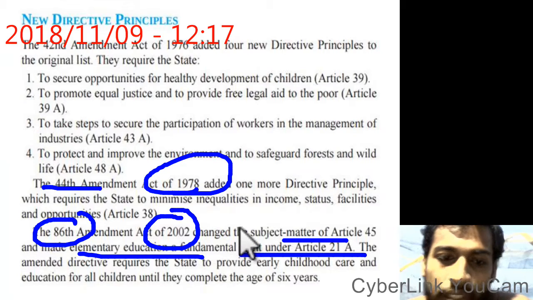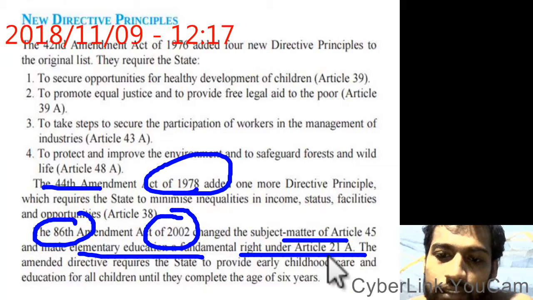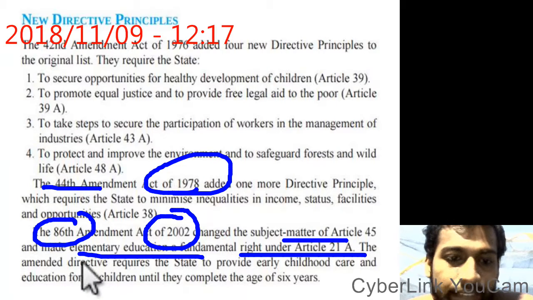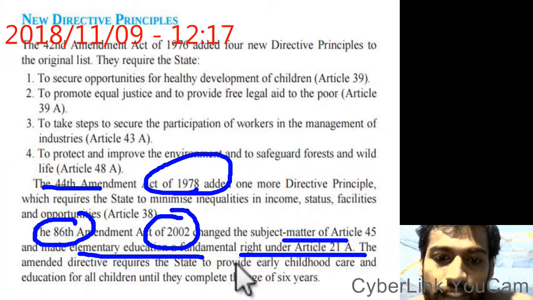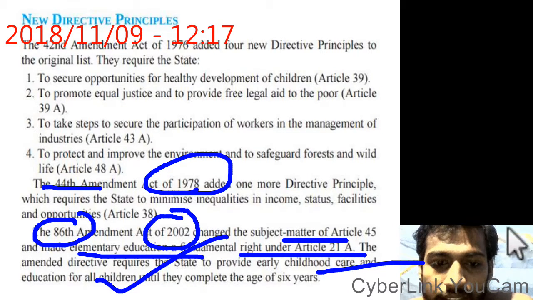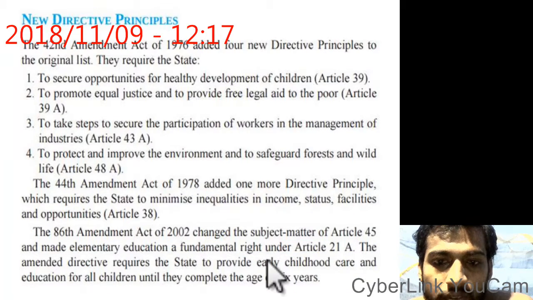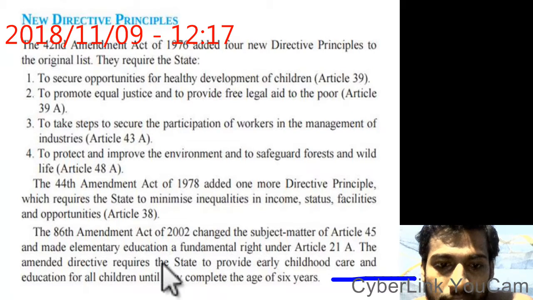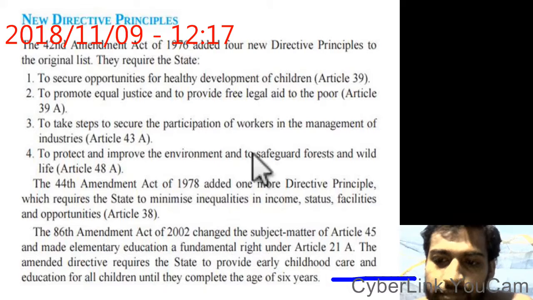So elementary education is made a fundamental right, and it comes under Article 21A. And the amended directive requires the state to provide early childhood care and education for all children until they complete the age of 6 years. So it is important.